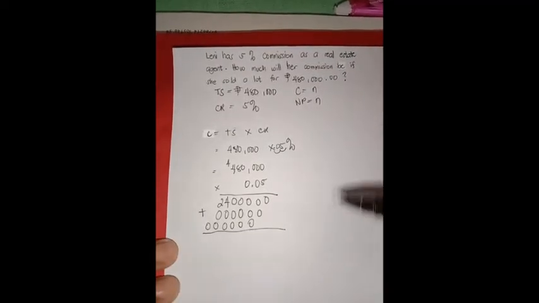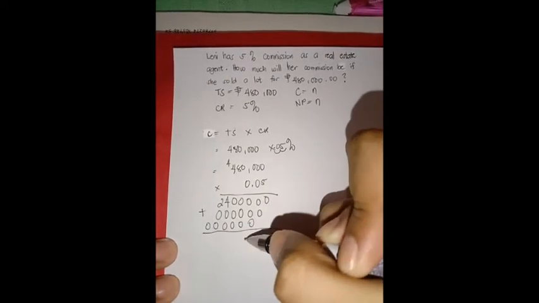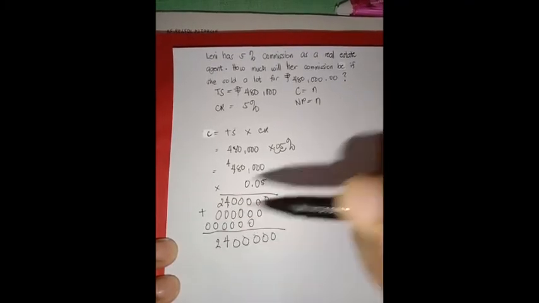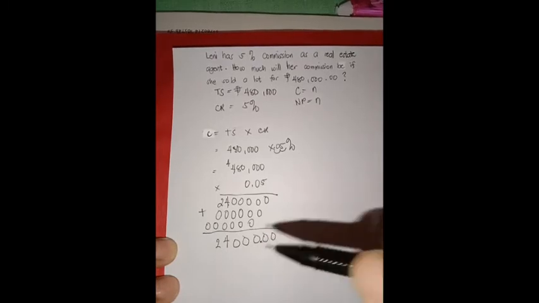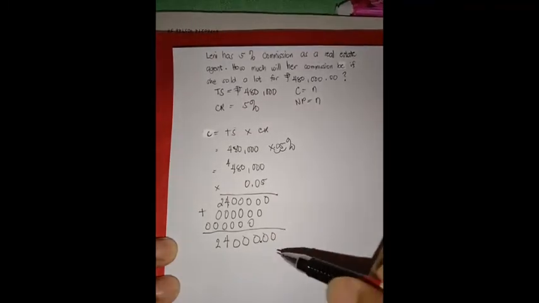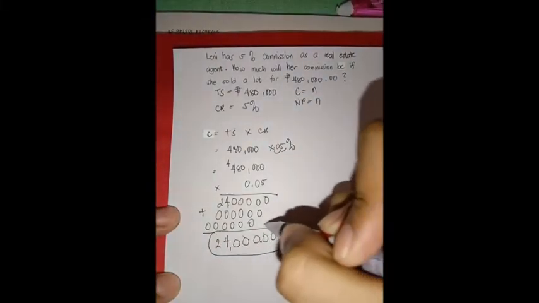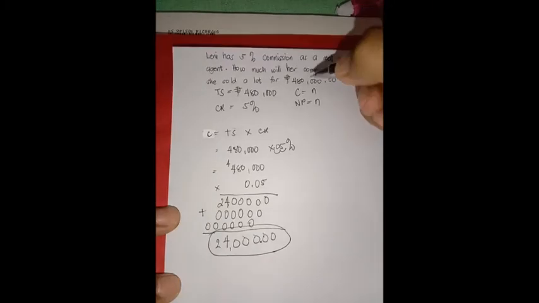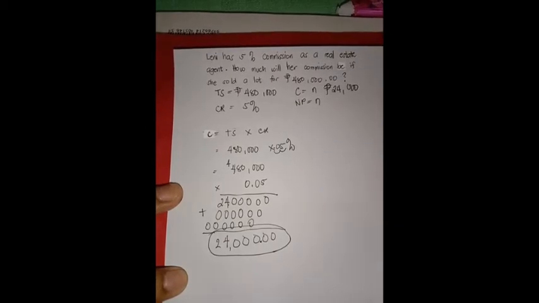Therefore add the partial product, we will bring down the 0s, puro 0, then 4 and 2. The rule here in multiplication of decimals, ika-count lang natin yung decimal places, so 2 decimal places, therefore we have 24,000. So 24,000 is our commission. Lenny gets 24,000 pesos.